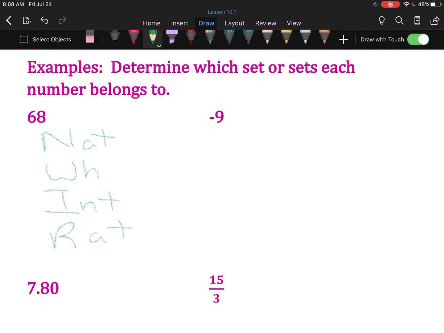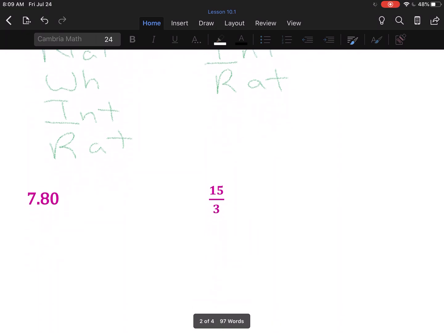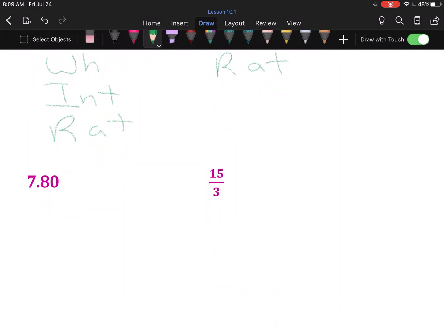The next number is -9. We don't count with -9, and it's not 0. So it's not natural, it's not whole. It is a negative number that doesn't have a fraction or decimal part. So -9 is an integer, and that means it is also rational. 7.80 is a decimal, so I don't count with it. It's not 0, it's not negative.